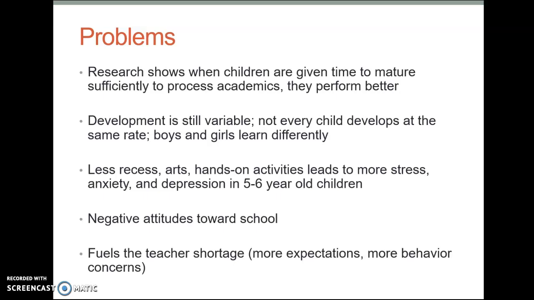The other thing to remember is that development is still variable for 5 and 6-year-olds. It doesn't change once a child turns 5. Children don't all automatically develop at the same rate. We also know that there's differences in how boys' and girls' brains work, and they learn differently. Boys in particular need more movement in the classroom. They need even more hands-on experiences than girls do because of how their brains work.